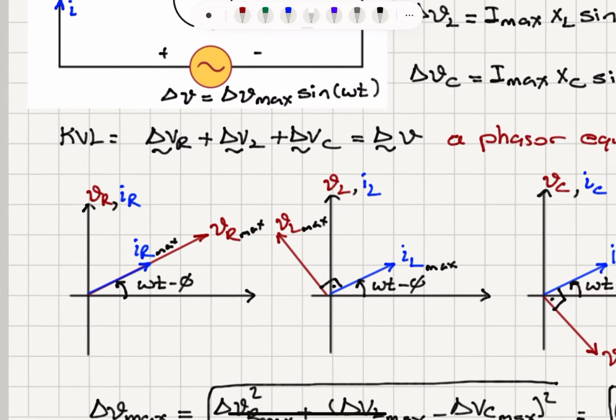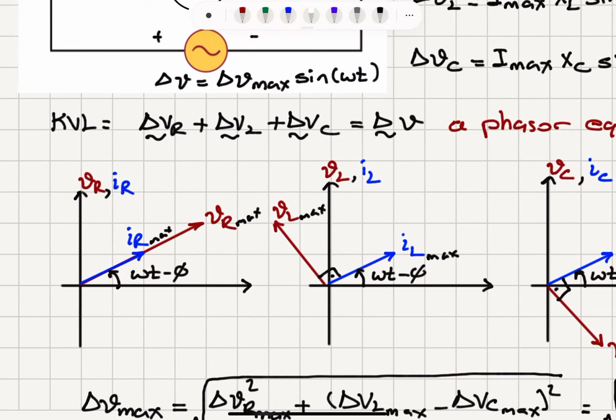Okay, so let's look at the phasor diagrams. For the resistor, it's going to have a current IR, which is I max sine omega t minus phi. This is the angle with respect to the x-axis in the counterclockwise direction. If I take the projection to the y-axis, I obtain the current. And for the voltage, I have I max times the resistance, sine omega t minus phi. So it's going to have a larger magnitude, which is VR max. VR max is equal to I max times R, and it has the same phase relationship.